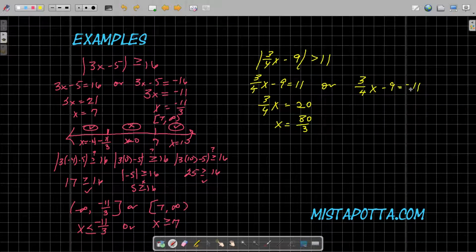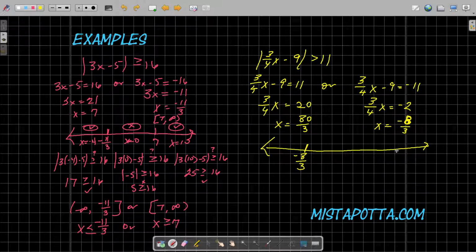Doing the same thing over here, negative 11 adding 9 gives me a negative 2. So 3/4 x equals negative 2. And multiplying by 4/3 gives me x equals negative 8 thirds. Actually, negative 16, negative 8. My goodness, I'm doing horrible tonight. So for my intervals, I'm going to be testing negative 8 thirds, and I'm going to be testing 80 thirds.